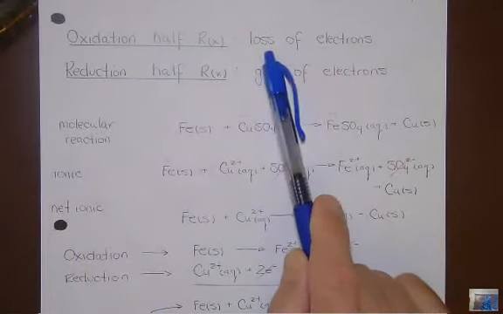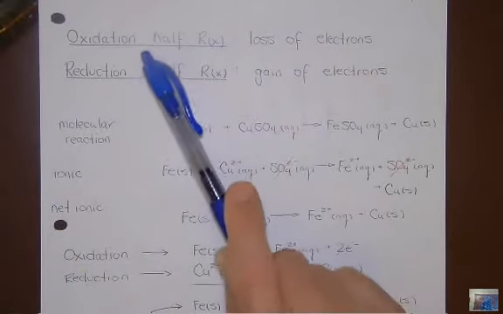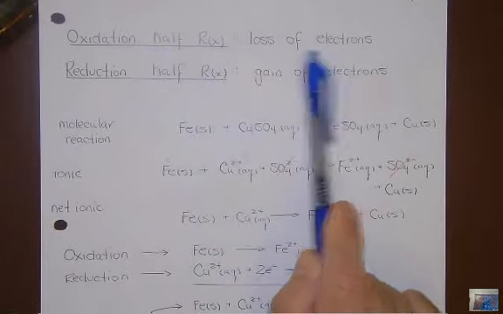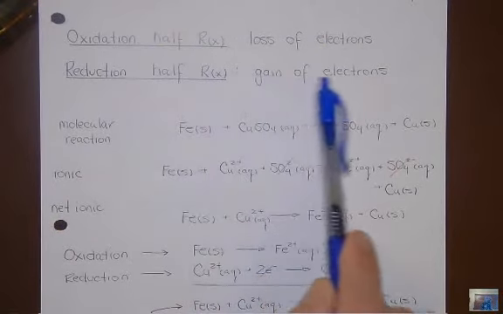Okay, but for us, we're going to go right to following the electrons. Oxidation is the loss of electrons. Reduction is the gain of electrons.